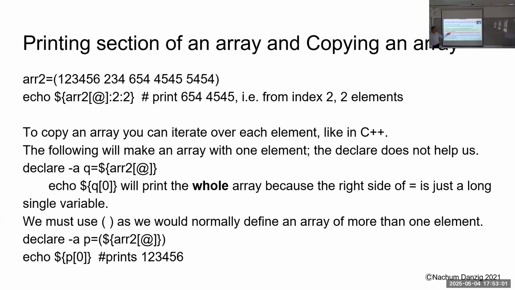Why? What is Q? Is it an array or a variable? It's an array. How many elements in the array? The same amount as array 2? No, 1 element. Why is there only 1 element in the array?